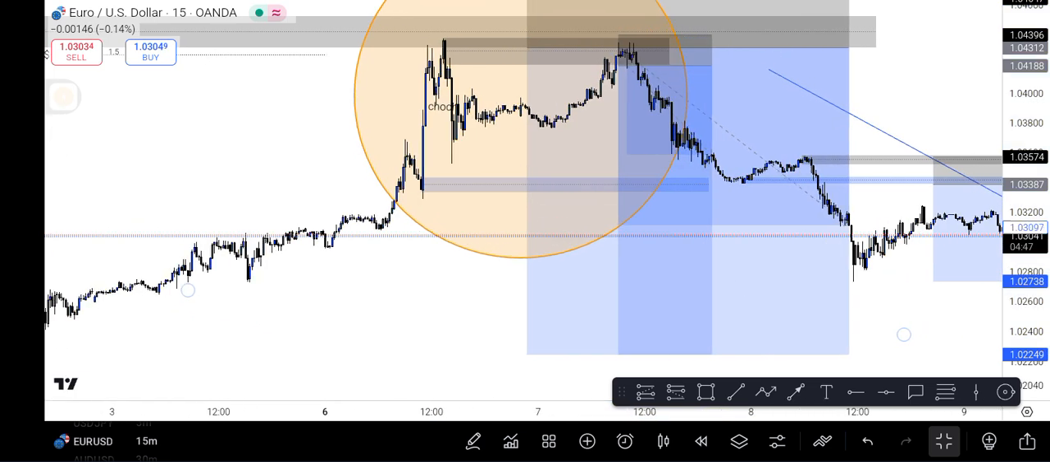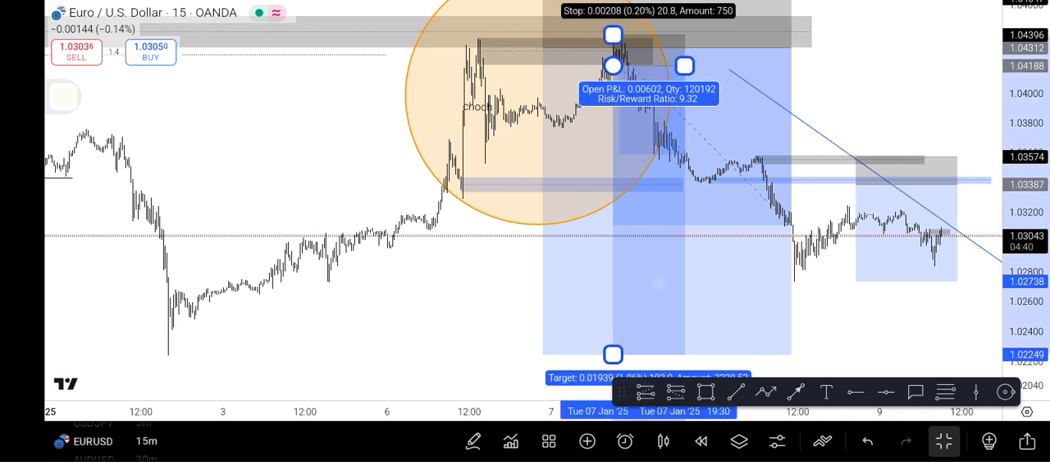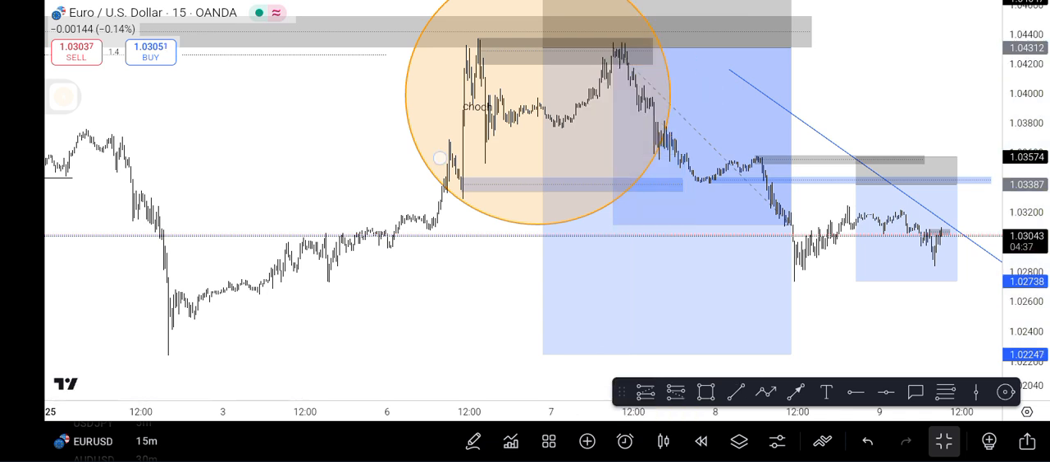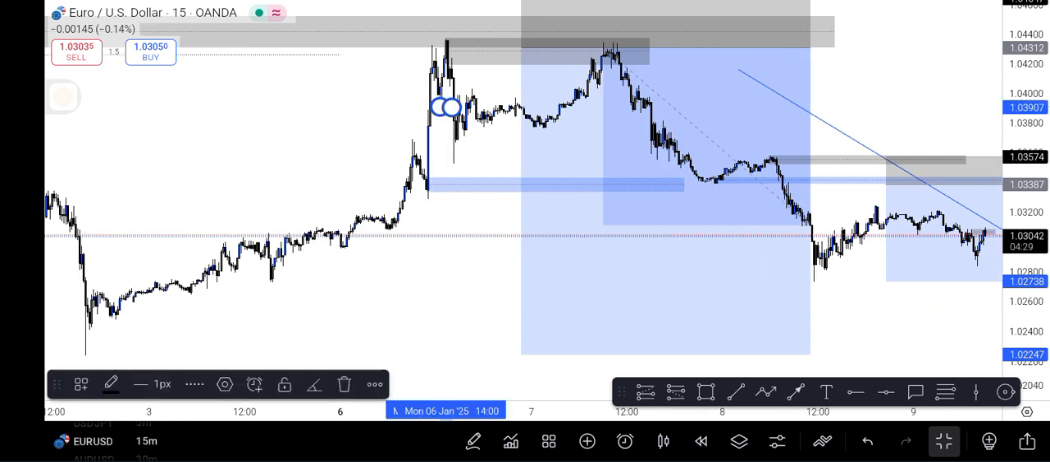The confirmation entry helps you to know that this supply zone is very valid. It's looking valid, because there's a lot of supply, a lot of sales, a lot of traders watching this supply zone, and they want to also sell from there. Again, that's why the confirmation entry is very good.